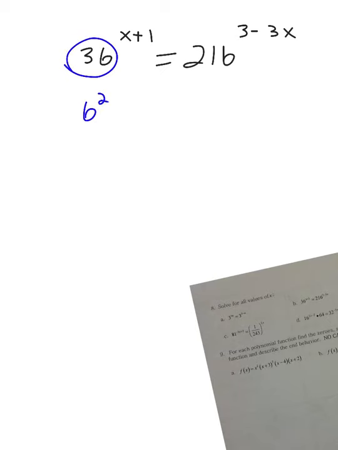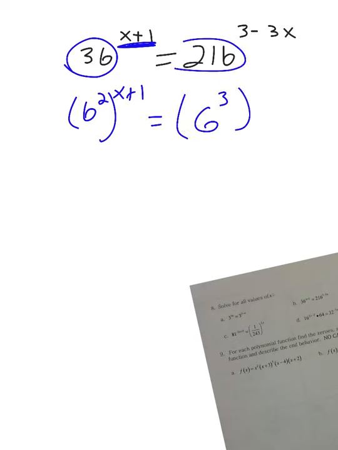All right, so 8b is 36 raised to the x plus 1 power equals 216 raised to the 3 minus 3x. So you want them to get the same base. So another way to write 36 would be 6 squared. We have to raise 36 to the x plus 1 power. 216 is 6 to the 3rd. And you have to take 216 and raise it to the 3 minus 3x power.